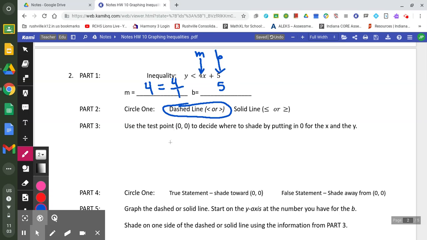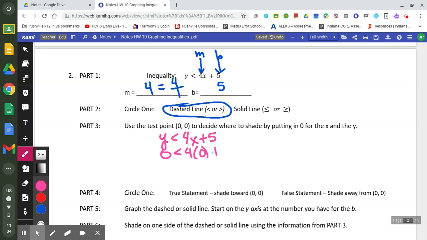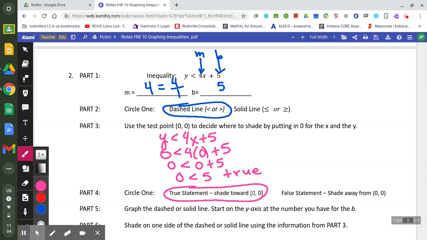And then to find out where I'm going to shade, my inequality was y is less than 4x plus 5. Going to put a 0 in for the y, a 0 in for the x. So 0 is less than 0 plus 5. 0 is less than 5. That is a true statement. So when I go to shade, I'm going to shade toward or over that 0, 0.